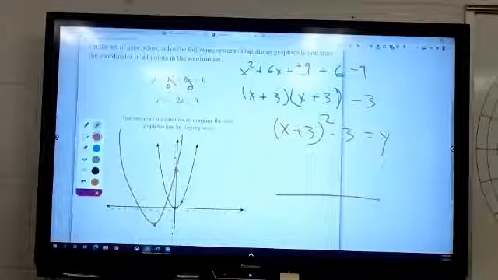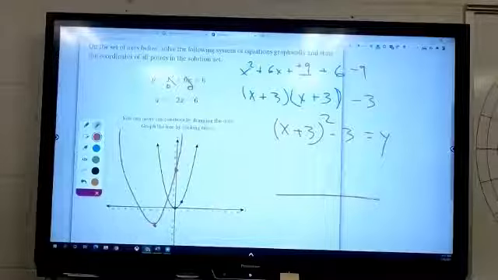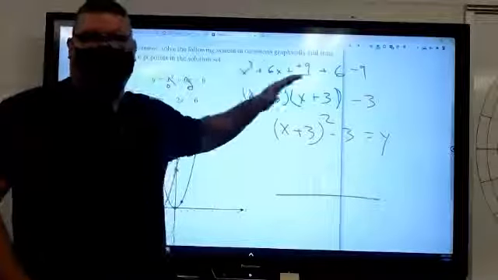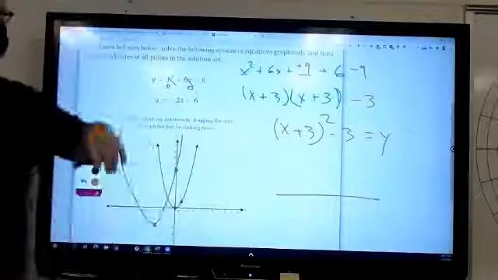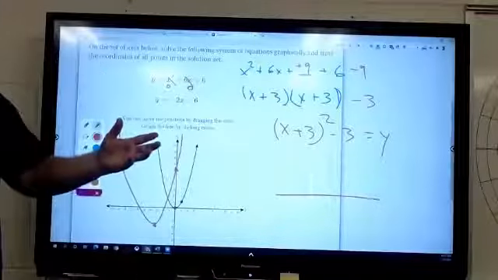That was a lot faster, wasn't it? Okay, now, how much writing did I actually have to do for this one? Not a lot, was there? Okay, not a lot. This is the completing the square method. Alex, the completing the square method.